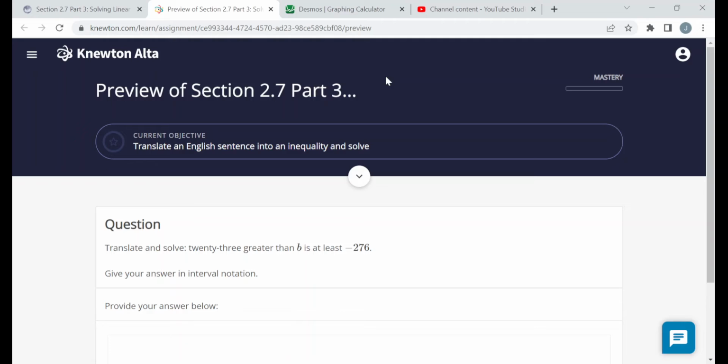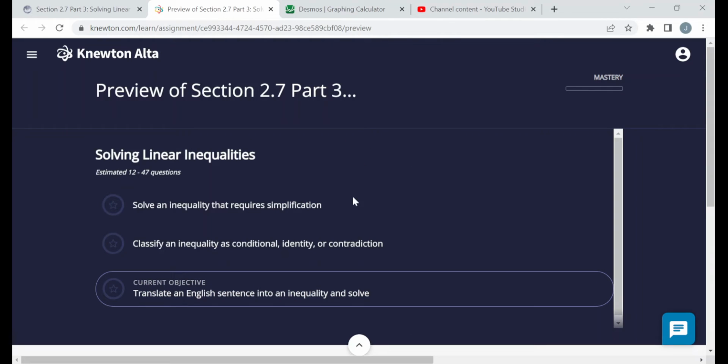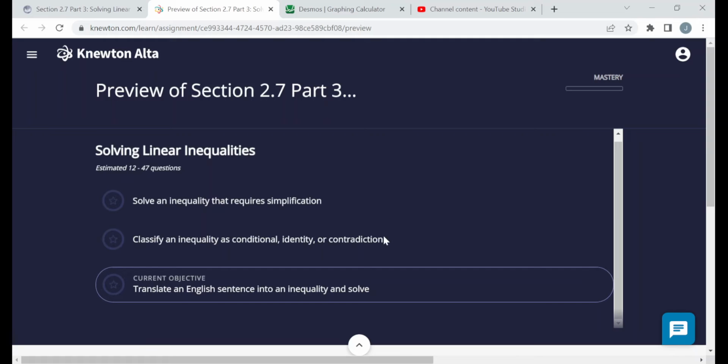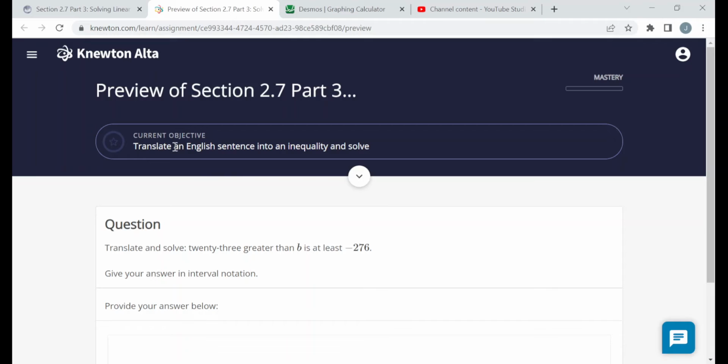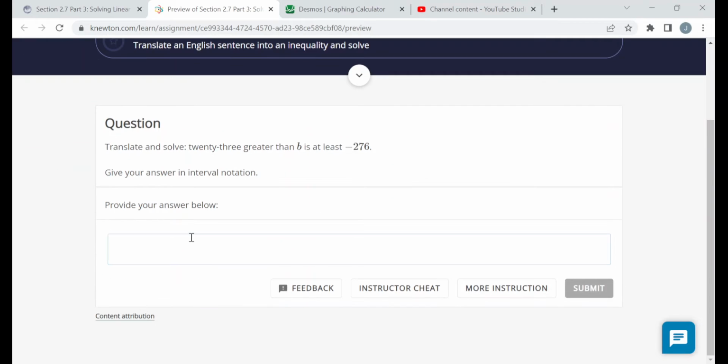In the assignment page, you should be seeing the title, the mastery bar, telling you how far along you've gotten, and the objectives. It looks like there are 3 objectives for this particular assignment. Under the current objective, there should be a question related to that objective. And at the bottom of every question, you should be seeing a feedback button in which you can send feedback to Knewton if you wish.